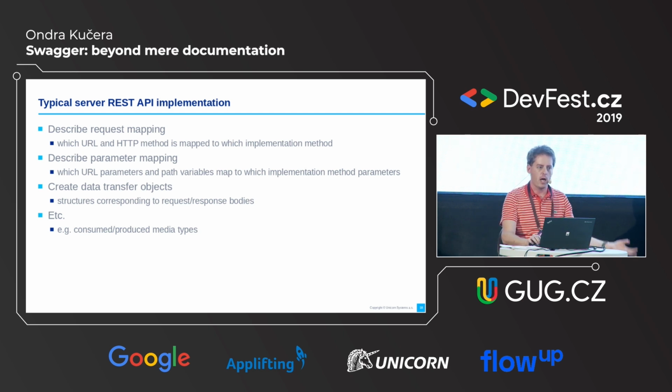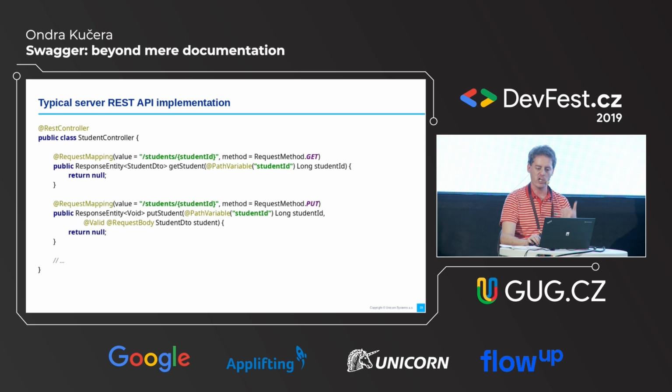And you have to describe that some URL parameters or path variables should be translated to regular parameters of my Java methods. And if you are using typed languages, such as Java, you also have to create data transfer objects, which are data structures containing the request-response bodies, and so on. So in Java, using Spring, it may look something like this. I create a student controller, and I create 2 methods, one for getting a student, one for updating students. As you can see, those methods don't do anything right now.